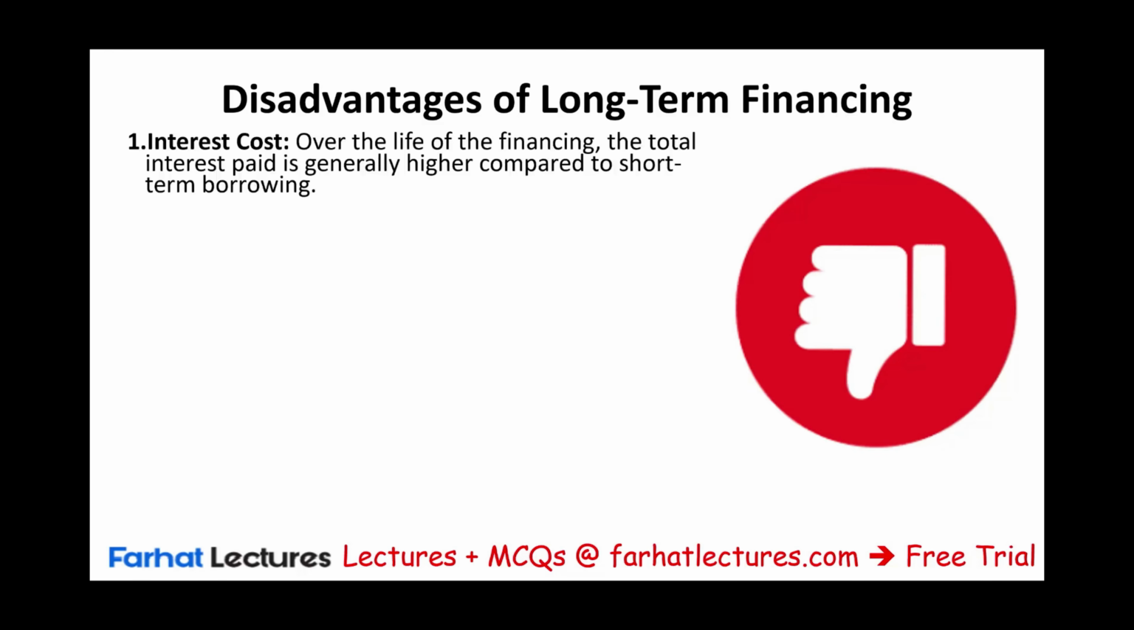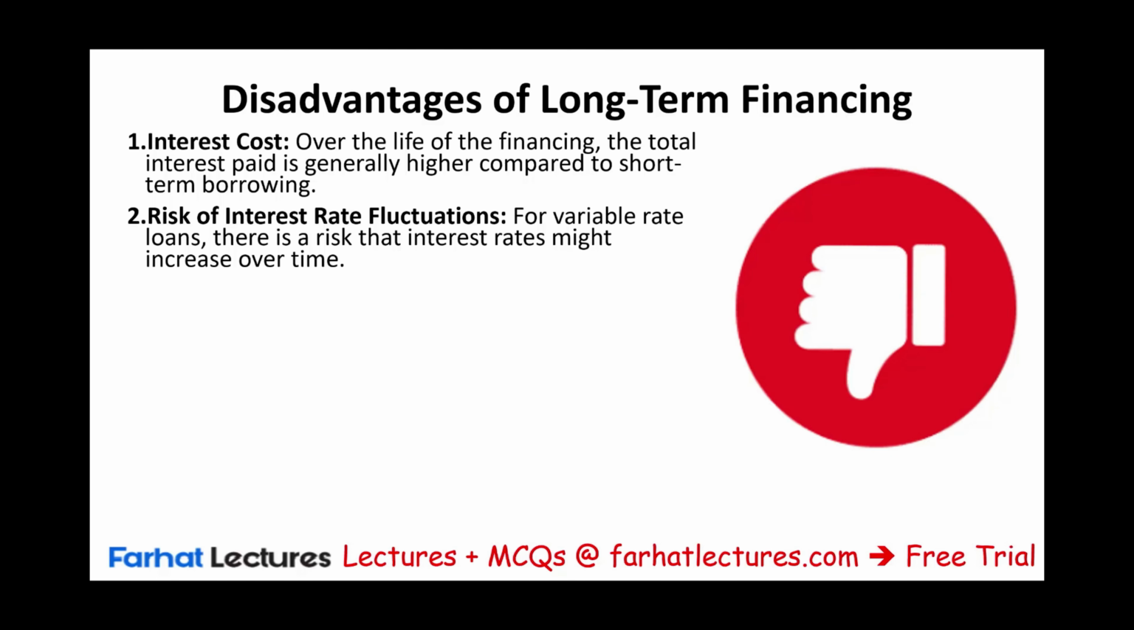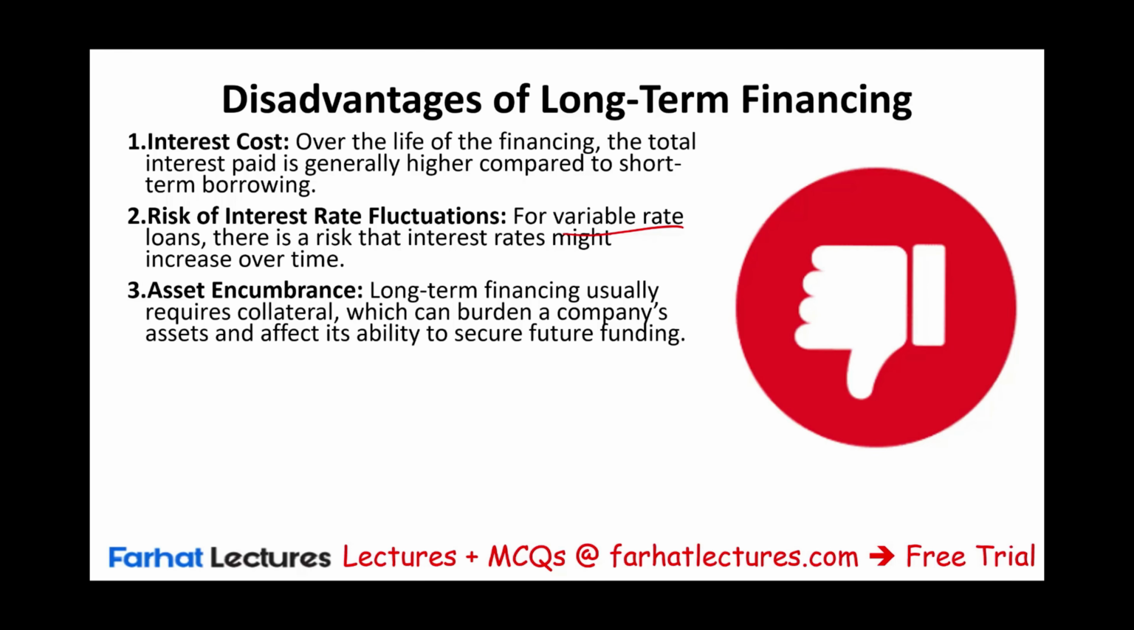The first disadvantage is interest cost. The longer the loan, the more interest you have to pay, generally speaking. Risk of interest fluctuation. If you have a variable rate, you're taking even more risk because as time goes by, you don't know the future, and the rate could change. Asset encumbrance. You have to put up collateral for that loan. If you have to put up collateral, there's basically a burden on your asset because you have it as collateral.